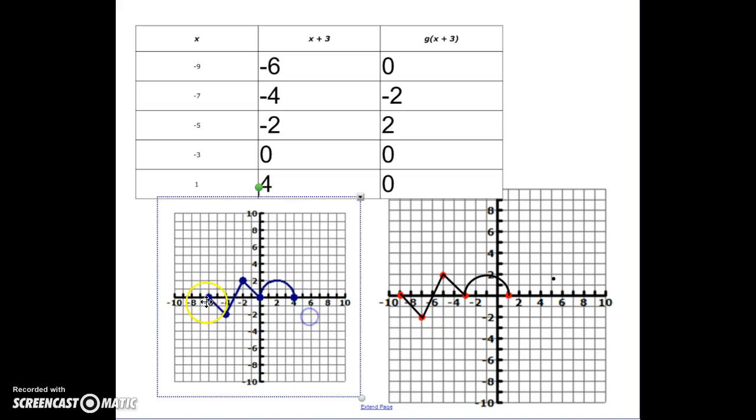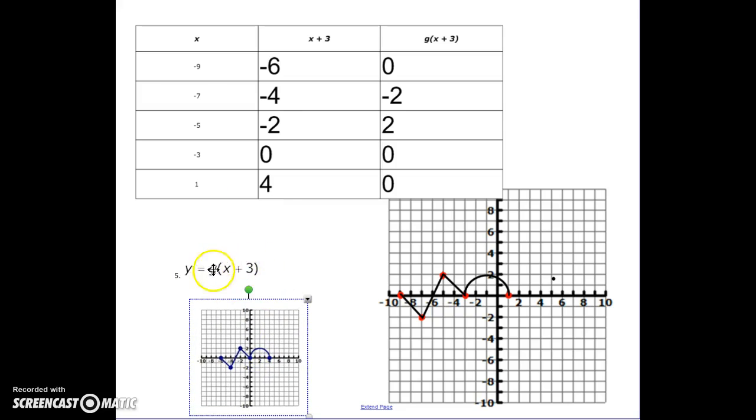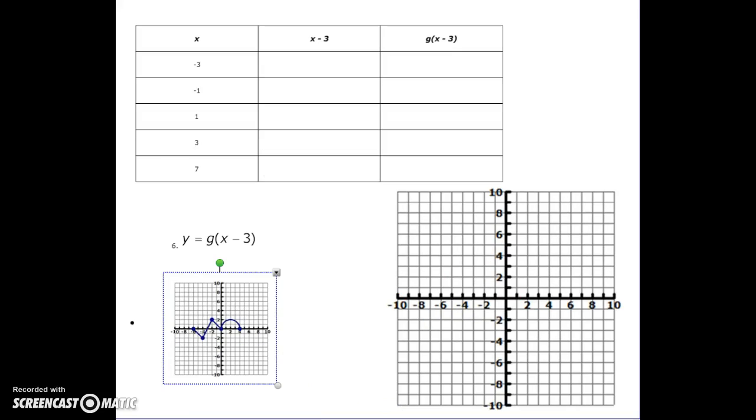You can kind of compare the two. This started at negative 6, and now it went 3 units to the left. So if I have x plus 3 on the inside of the parentheses, if I'm changing the x by 3, it's really going to the left. Let's do the next one.